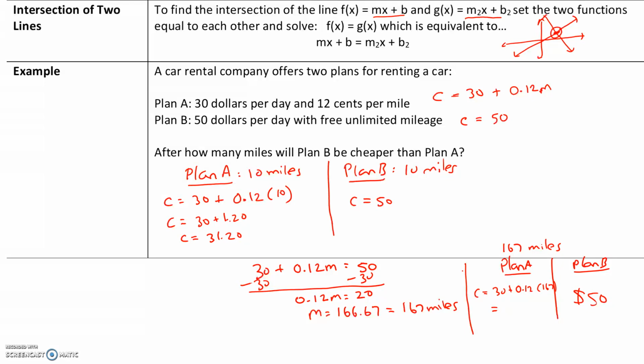Okay, so let's figure this out. We have 0.12 times 167 plus 30. That cost comes out to be $50.04. So if we drive 167 miles, plan B is actually going to be cheaper than plan A.